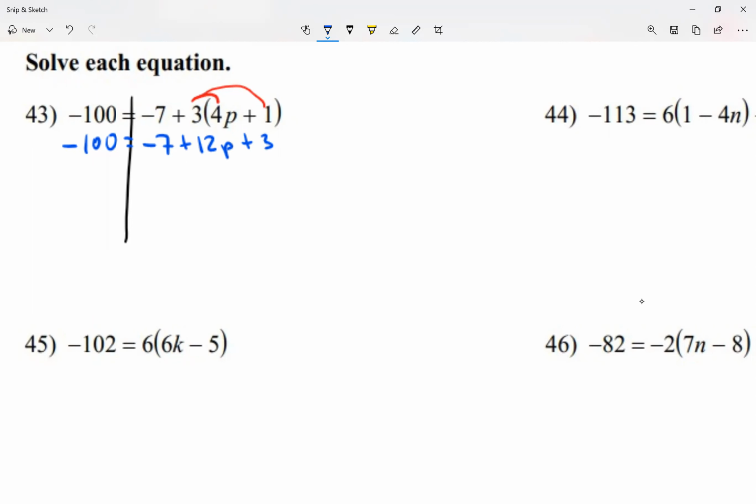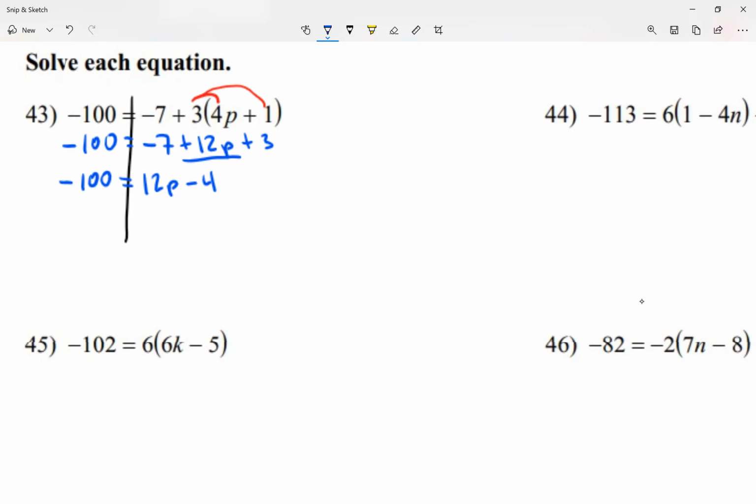On each side of the equal sign, combine your like terms. So on the left side, negative 100 is the only term. Now on the right side, when it comes to letters, I only see a positive 12p. When it comes to just numbers, I see a negative 7 plus 3. That is negative 4, right? When the signs are different, we subtract, keep the sign of the larger one. So negative 7 plus 3 is negative 4.